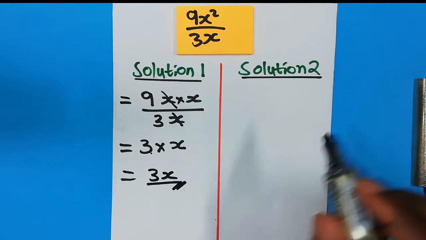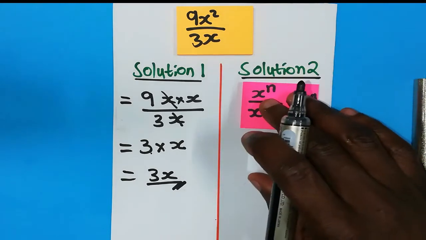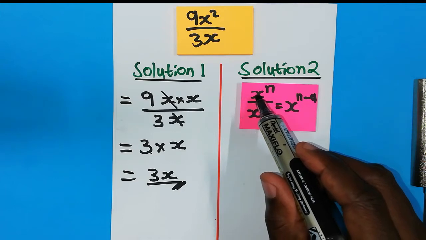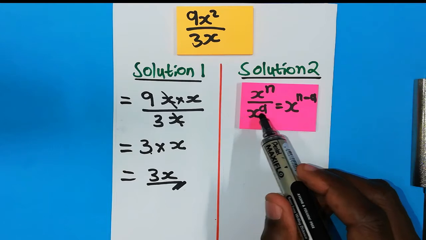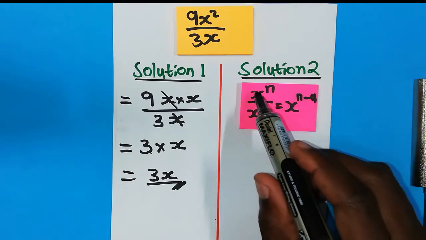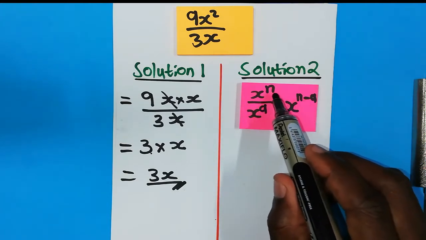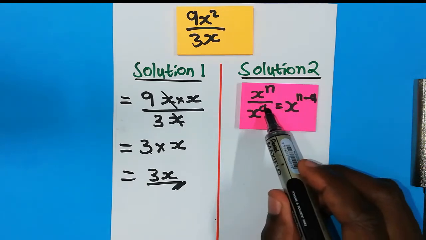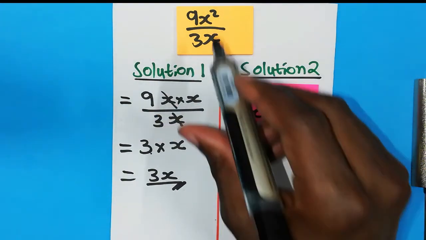All right. Now let's use another approach. The other approach, I'm going to use the exponent law. So what does it mean? If I have x raised to the exponent n divided by x raised to the exponent a, my answer will be like this. So these 2 x's will be represented by 1 x. So it will be the exponent of x in the numerator minus the exponent of x in the denominator.